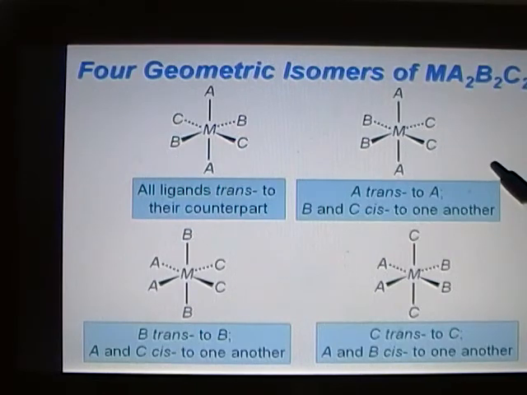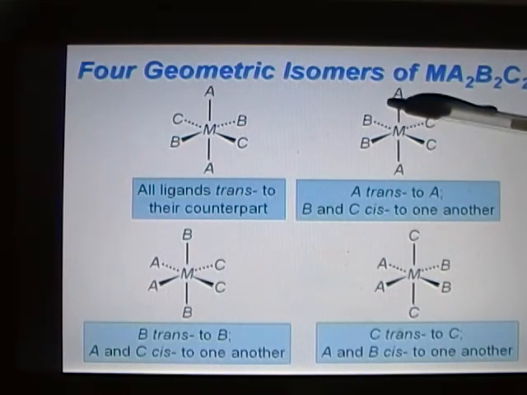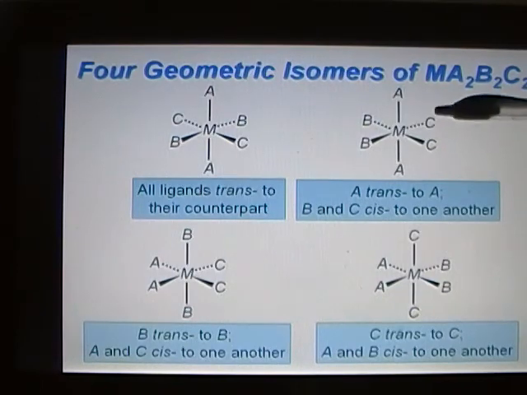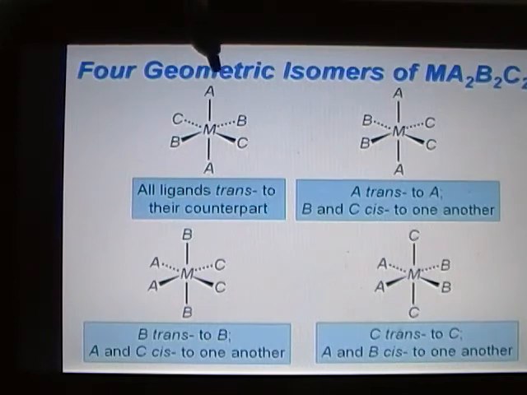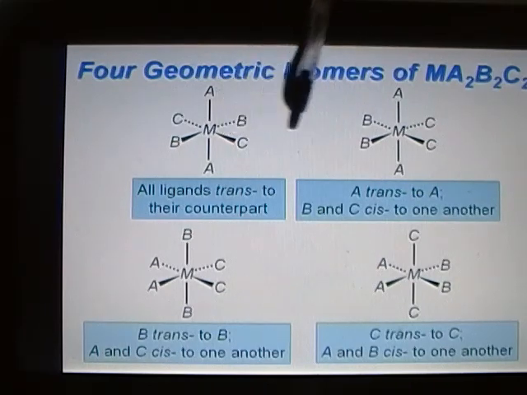In the second one, let's now require that A is still trans to A, but we now make B cis to B and C cis to C. This is a different arrangement of ligands than this arrangement. So these are geometric isomers of one another.